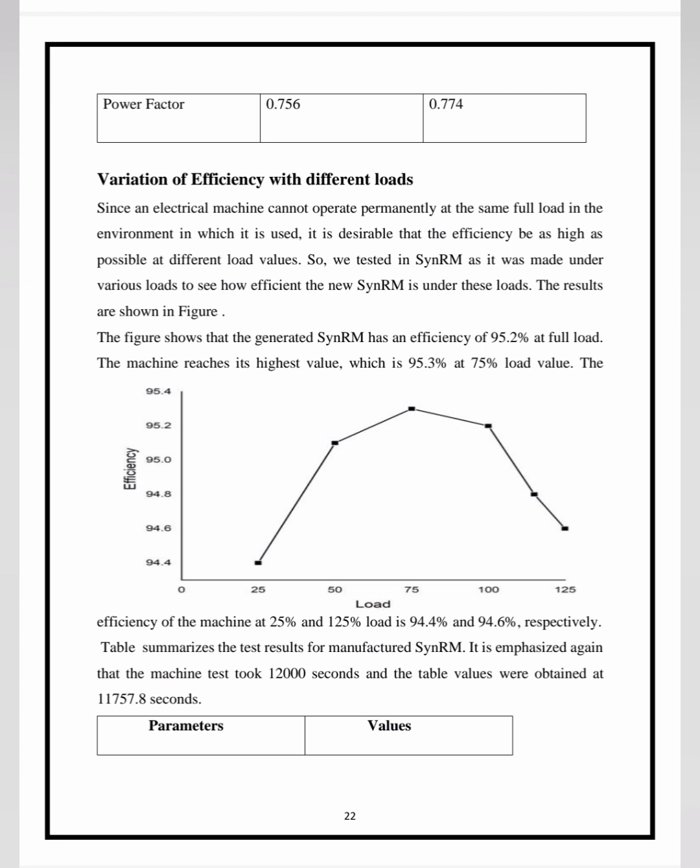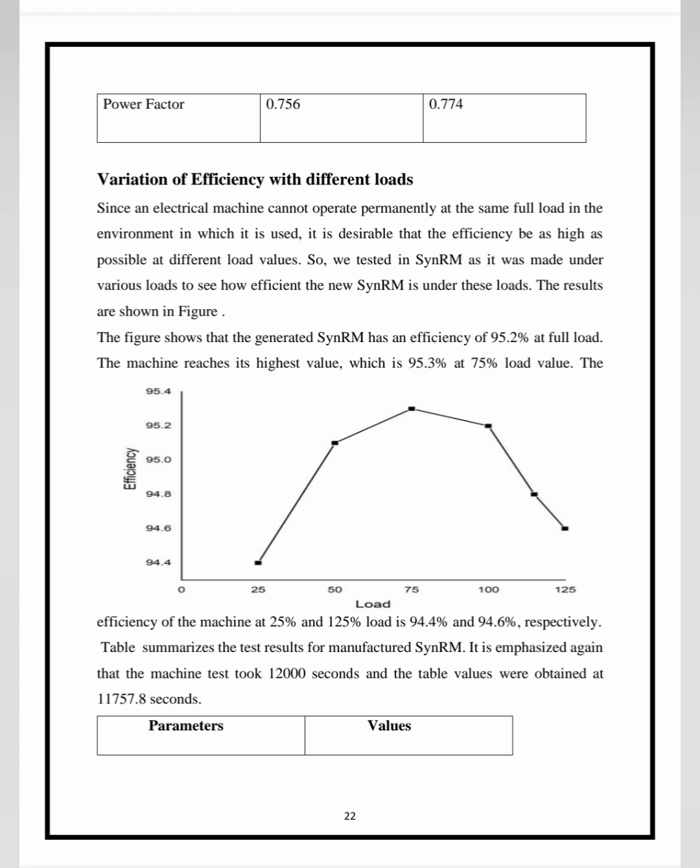Now, how is the efficiency varied with the different loads? How do the loads affect the efficiency? An electrical machine cannot operate permanently at the same full load in the environment in which it is used. It is desirable that the efficiency should be as high as possible at different load values. So, we tested the SynRM as it was made under various loads to see how efficient the new SynRM is under these. The results are shown in the figure in the graph.